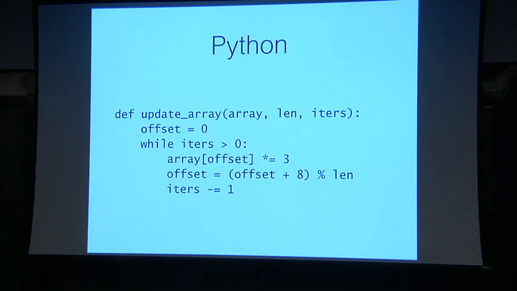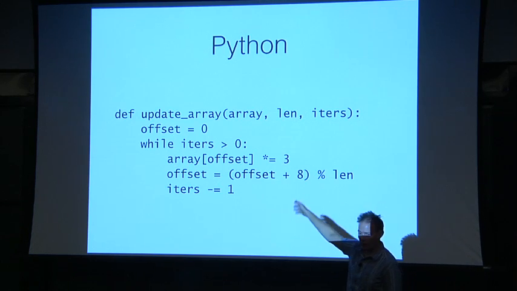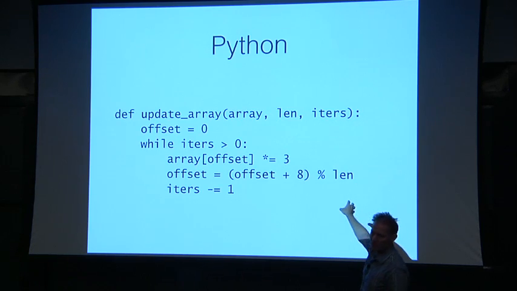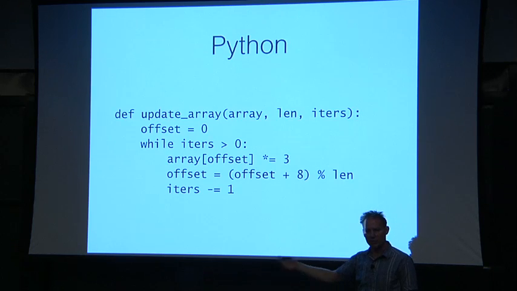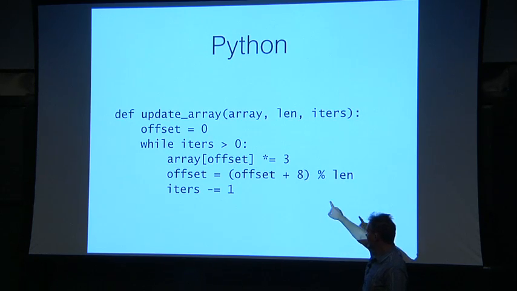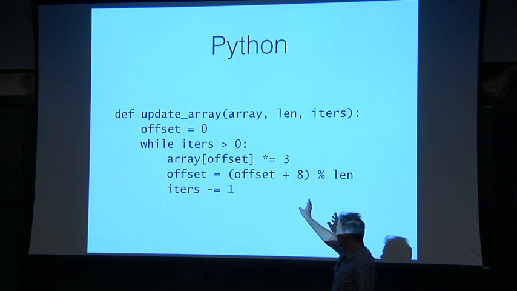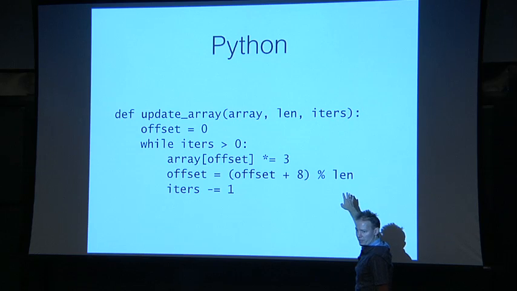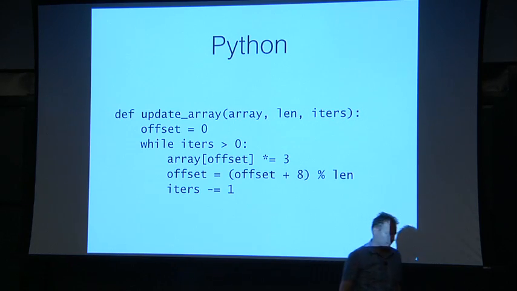So I just said, okay, let's update every 8th integer in an array. Let's just do times equals 3. Here's how we'd write this in Python. We have some array with some length, and we're going to do this some number of times so that we wash out some of the noise in the system. So we set some offset, and then while our iteration count is still greater than 0, update the offset, increment the offset by 8, make sure it doesn't wrap over the end of the array, and then decrement.